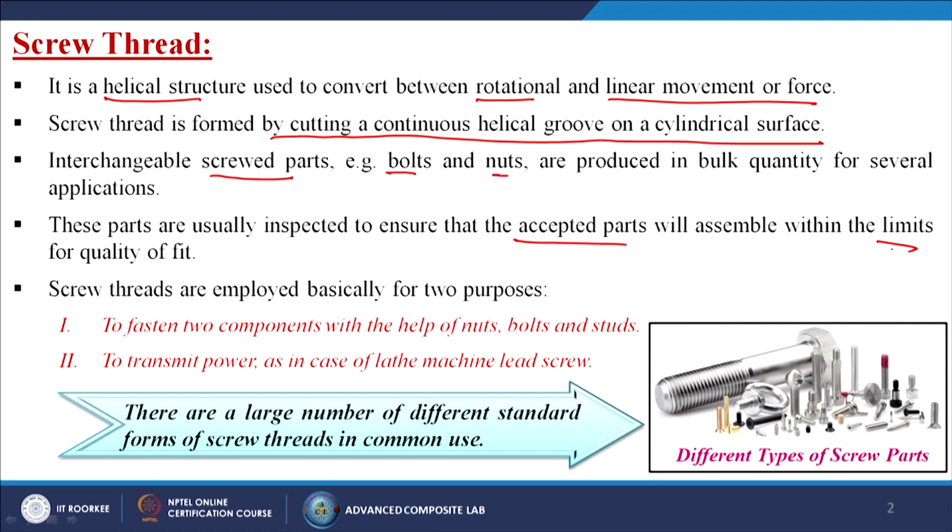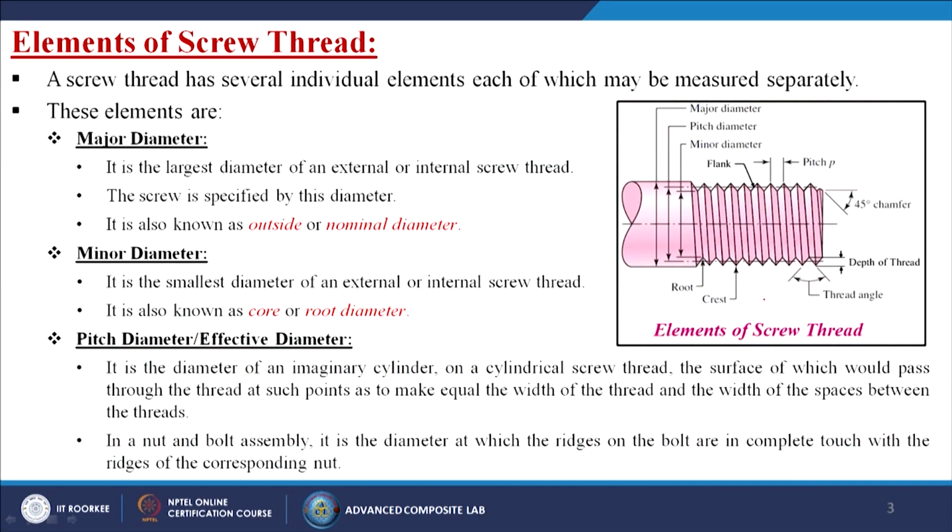Screw threads are employed basically for two purposes. What are those? As I told already, the first is to fasten two components with the help of nuts, bolts and studs, and the second is to transmit power, as in the case of the lathe machine lead screw. So, sometimes it helps to join, and sometimes it helps the whole system. There is a large number of different standard forms of screw threads in common use.